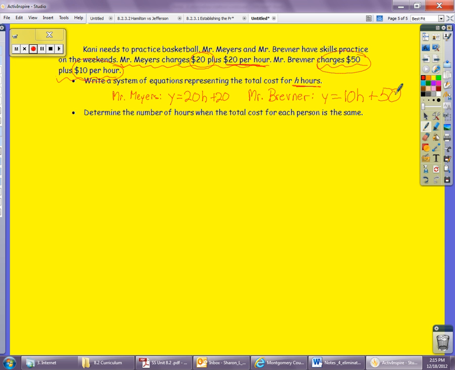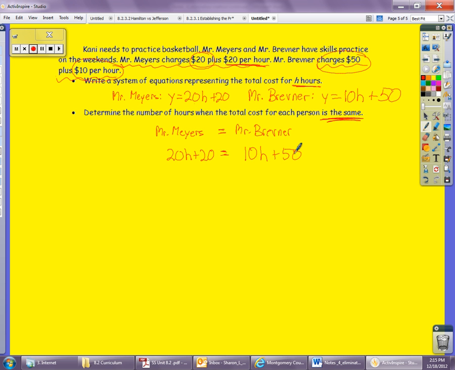The next step, it says determine the number of hours when the total cost for each person is the same. Well, the key word there, we want when they are the same. So we want when these are equal. So we want Mr. Myers' cost to equal Mr. Brevner's. So what we're going to do is we're going to set these equations equal to each other. Since they're both y equals, what we're really doing is substituting Mr. Myers, which is 20h plus 20, in for the y value, and Mr. Brevner is 10h plus 50. So now we have our equation. So we have 20h plus 20 for Mr. Myers and 10h plus 50 for Mr. Brevner.